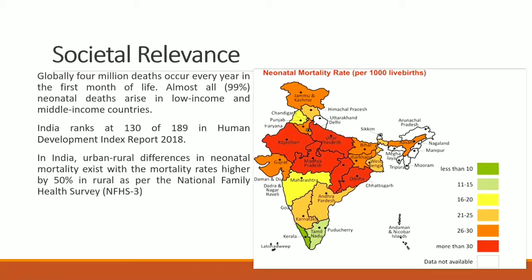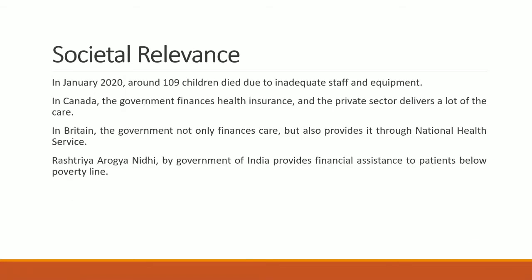There is a graph of the mortality rate of the different states of the country. The death rate is higher in northern states such as Rajasthan and UP, and it is very low in Kerala. Next. In India, in January 2020 alone, around 109 children died due to inadequate staff and equipment. When compared to other countries, the condition of India is very bad.